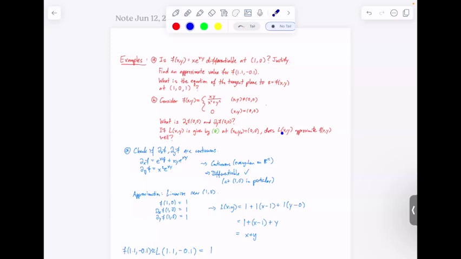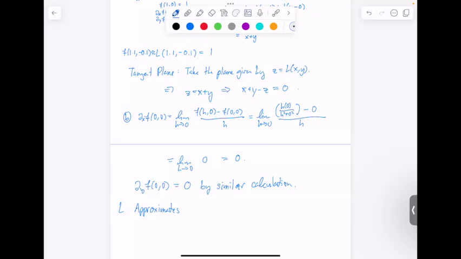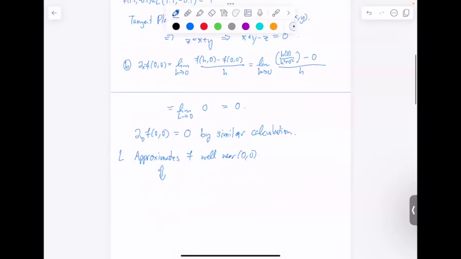So, you could say L of x, y approximates f well if it's differentiable, all right? So you've got to check if it's differentiable at all, which means you've got to check if it has continuous partials. So L approximates f well near 0, 0 is the same thing as f is differentiable at 0, 0, which is the same thing as partial x f, partial y f are continuous. I mean, they exist and are continuous at 0, 0. So this is what you need to check.